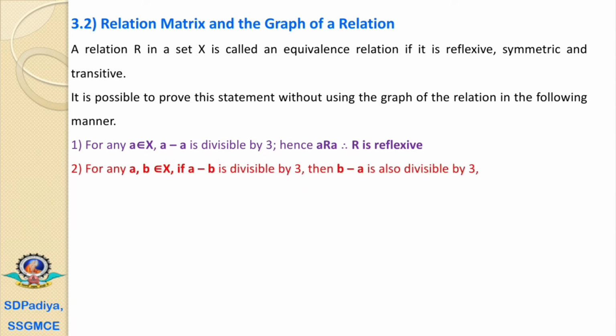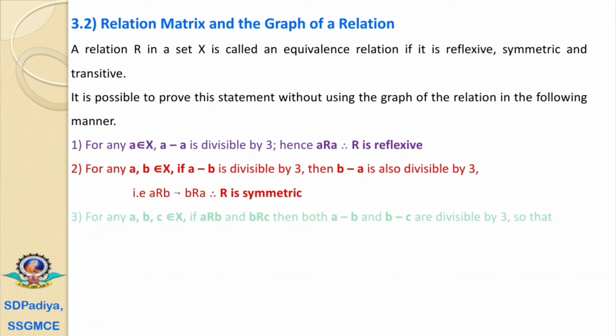Next, for any A, B belonging to the set X, if A minus B is divisible by 3, then B minus A is also divisible by 3. If 1 minus 4, that is minus 3, is divisible by 3, then 4 minus 1, that is 3, is also divisible by 3. Because 3 is divisible by 3 and negative 3 is also divisible by 3. That's why if A has a relation with B, then B also has a relation with A. That's why it is symmetric.